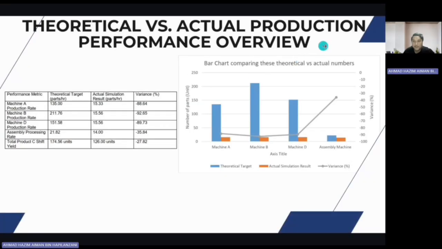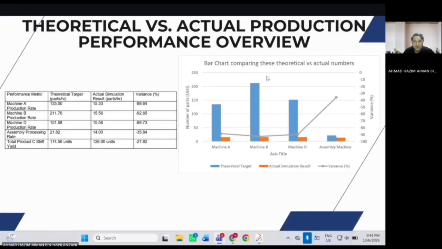From the results, we could see that for the theoretical target for machine A, it should produce 135 parts per hour. But for the simulation, we only produced 15.33, and there is a large difference, roughly negative 8.64 in variance. We could see that in the bar chart as well. There is a huge difference between actual and theoretical.